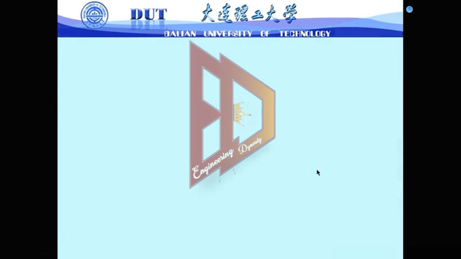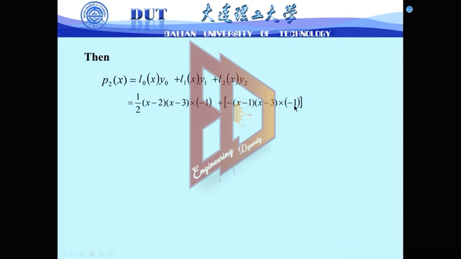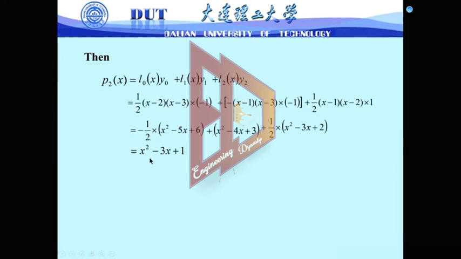So we obtain P2(x) equal to L0(x) multiply y0 plus L1(x) multiply y1 plus L2(x) multiply y2. So L0 multiply minus 1, L1 multiply another minus 1, and L2 multiply 1. Now you can compute the summation. Please practice. I show you the details here, but I don't have enough time to explain in detail, so I just show you the final result: x squared minus 3x plus 1. Then we obtain P2.